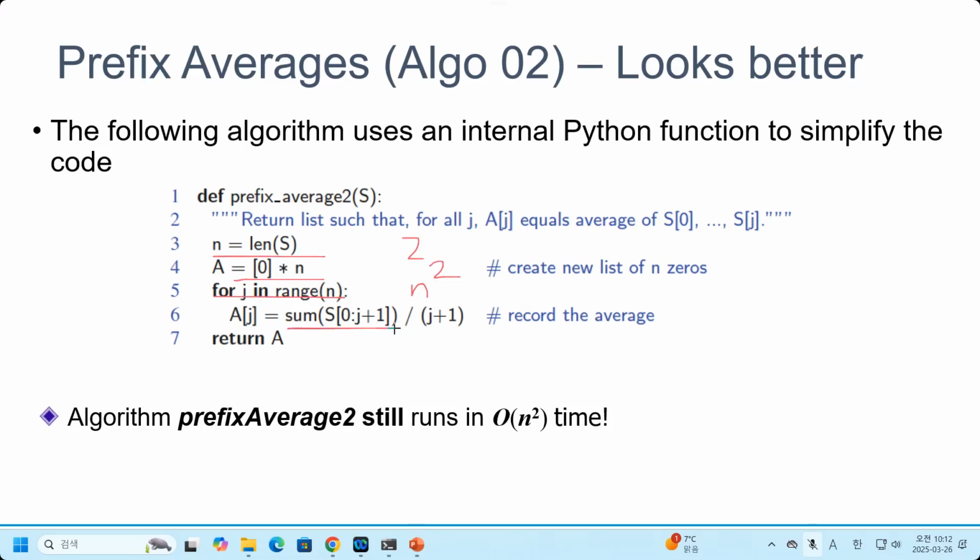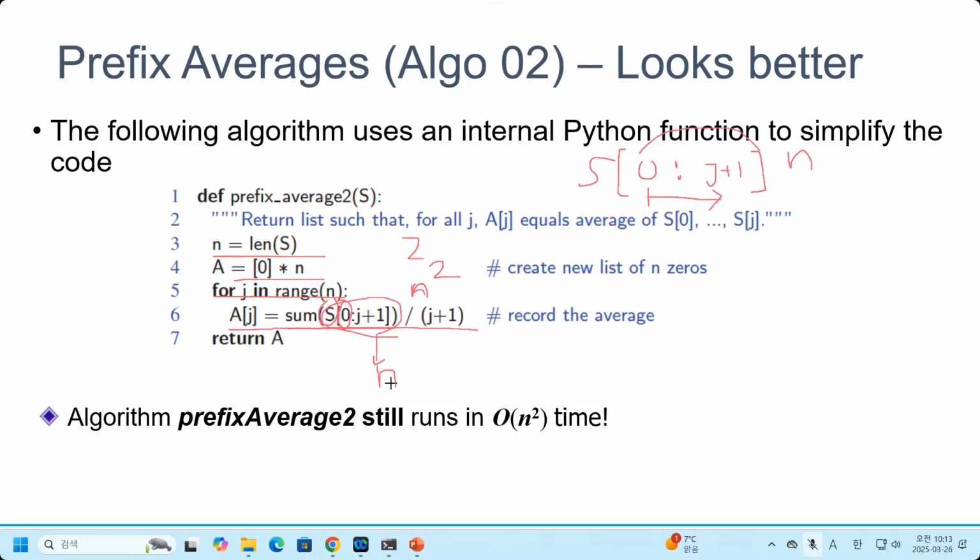Sum. What does it mean by sum? We want to do addition. S[0:j+1] means we will do the summation from index 0 until j plus 1. So this is another function, and it will take n time. When we do this one, it will take n times.